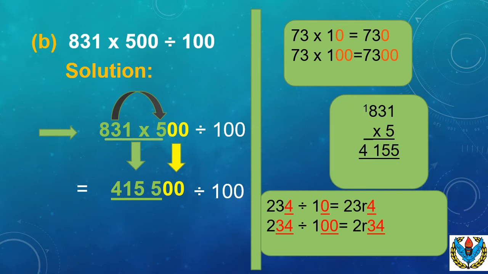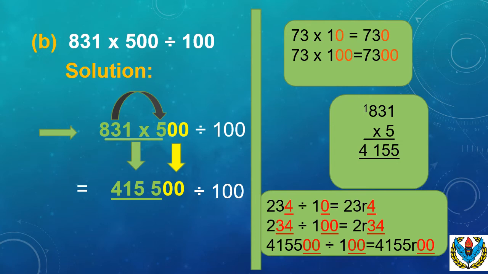इन द सेम वे नाउ वी हैव टू डिवाइड 234 बाय 100. सिमिलरली यहाँ पे भी 100 में 2 ज़ीरोज़ हैं. क्योंकि 100 में 2 ज़ीरोज़ हैं तो हमने 234 के जो लास्ट 2 डिजिट्स हैं वो रिमाइंडर में ले जाने हैं. तो हमारा आंसर क्या बनेगा? 2 रिमाइंडर 34.